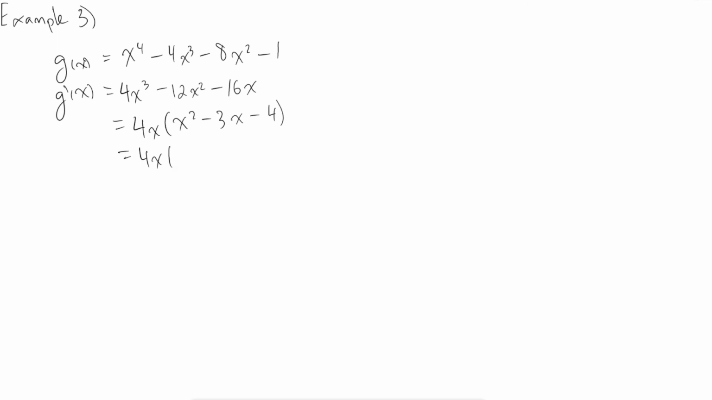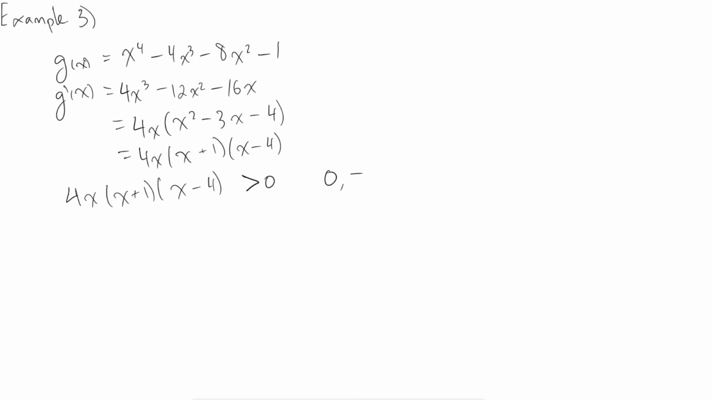That is negative 4 and positive 1. So if I factor this out completely, x plus 1, x minus 4. So according to our test, the function g of x is increasing when its derivative, 4x times x plus 1 times x minus 4, is greater than 0. I have 3 zeros this time, so I have 3 key points.